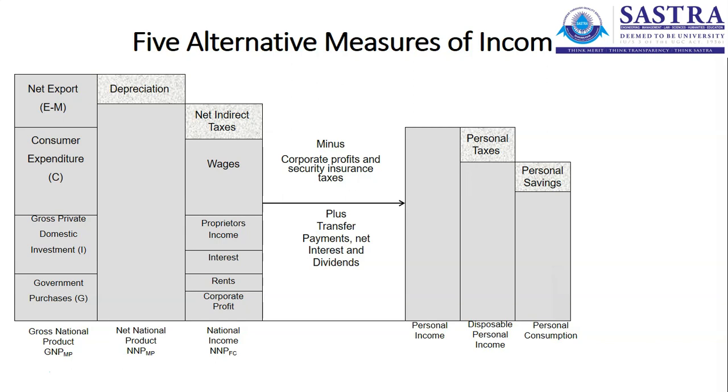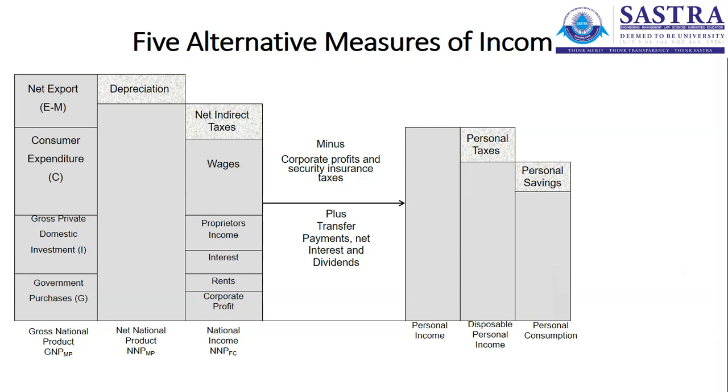So what are the important components of the gross national product at market price? They include government purchases or government spending, the gross private domestic investment towards investment expenditure, and the consumption expenditure, and we add the net export. It means export minus import. Together we calculate the overall value of goods and services produced in a particular country.